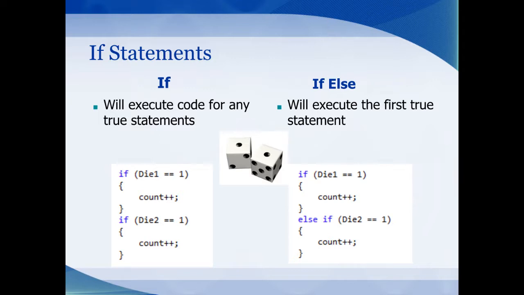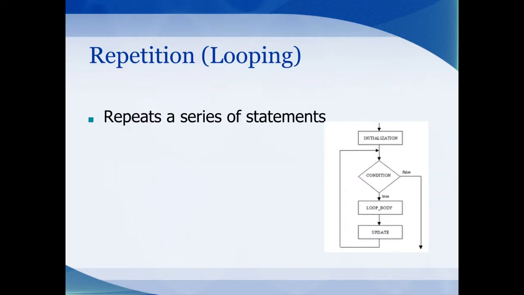Now the difference in these series is the one on the left is sequence. In other words, it's going to check every single one of those conditions, and it's going to execute all of the statements for every single true statement or true condition. Now on the right hand side, on the if-else structure, it's going to hit the first true statement, and it's not even going to test any of the rest.